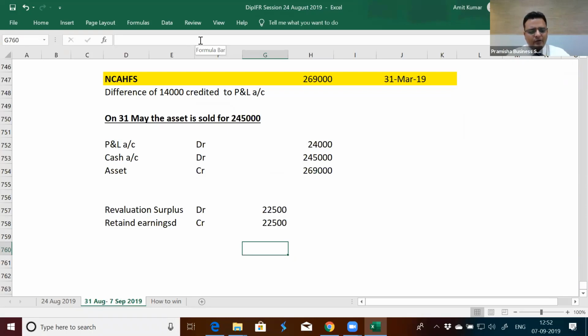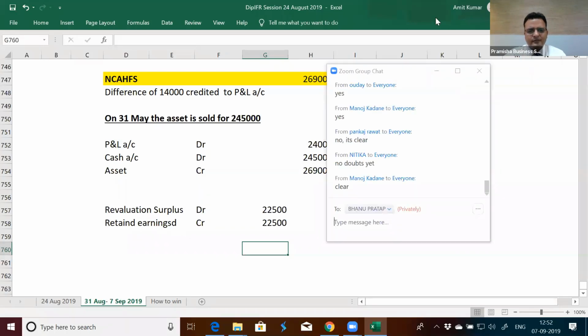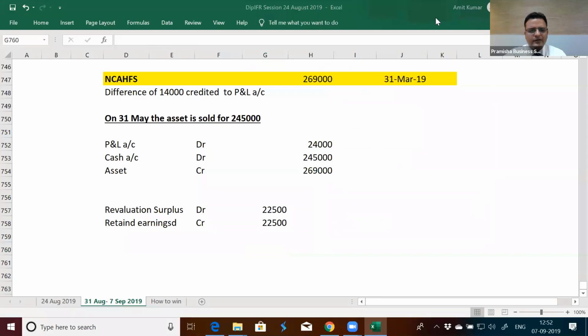Is this clear? Any doubt about it? Banun, Hema, Nitika, Uday, Pankaj, Sapna. Clear, thanks.